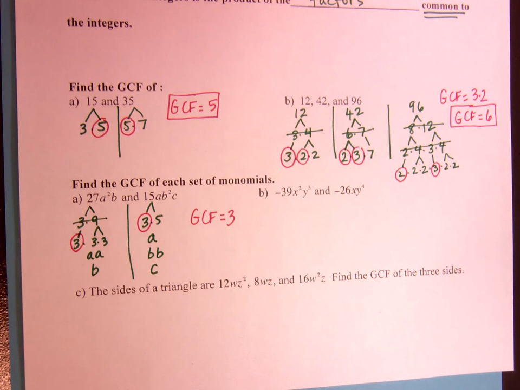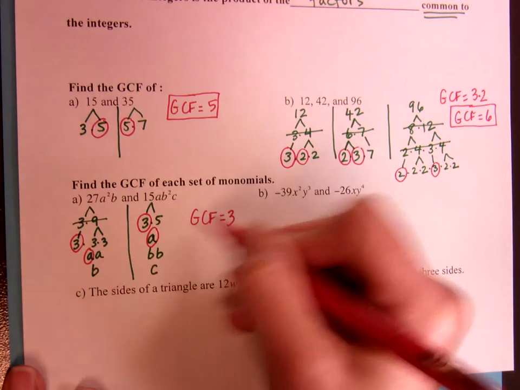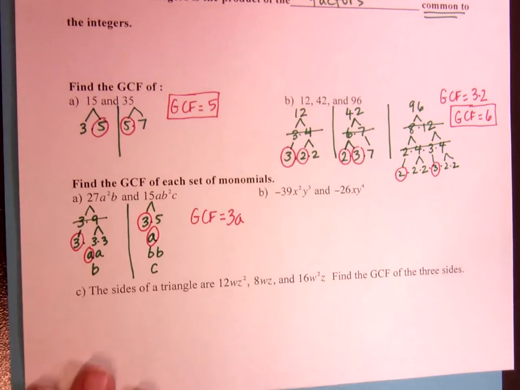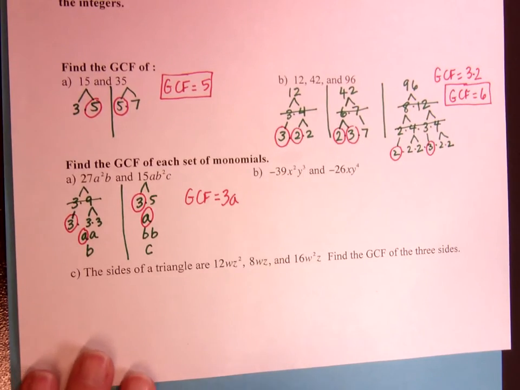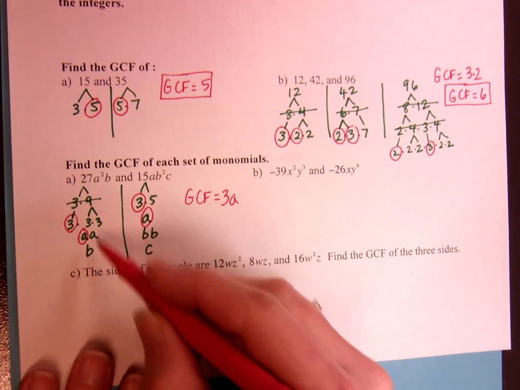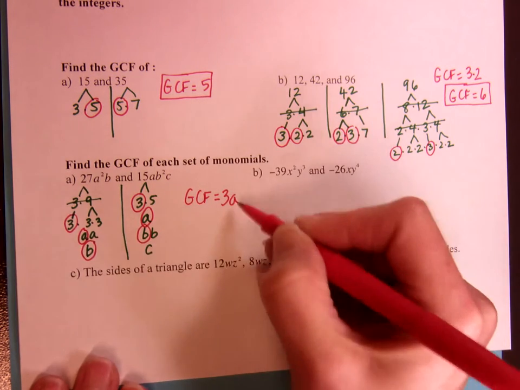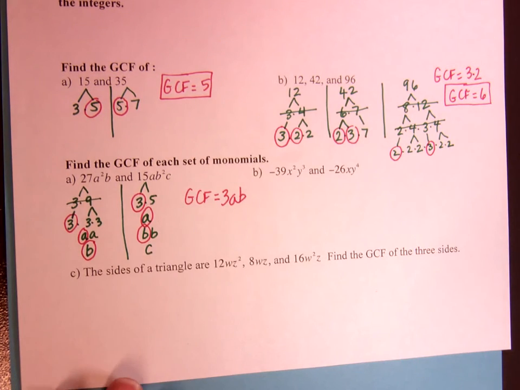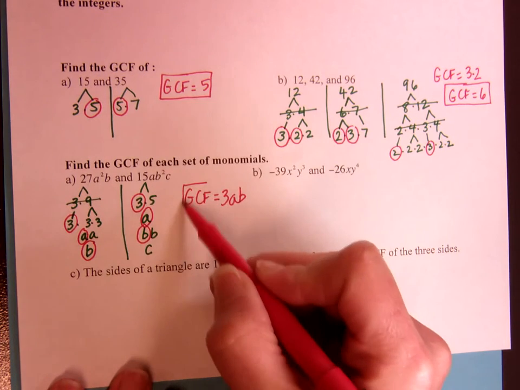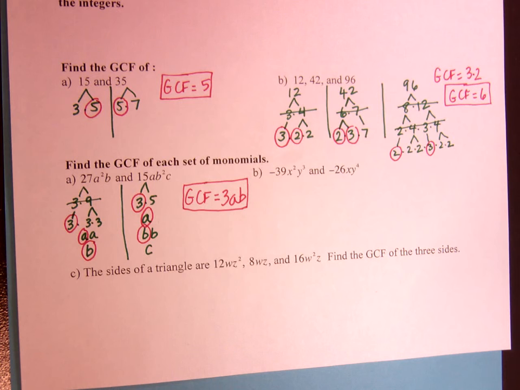Now we look at the letters. Do they each have an A? Yes. So we write that in the greatest common factor. Do they each have another A? No. So we move on to the B's. Do they each have a B? Yes. So we write down the letter B. So our greatest common factor for this one is 3ab. Questions? None.